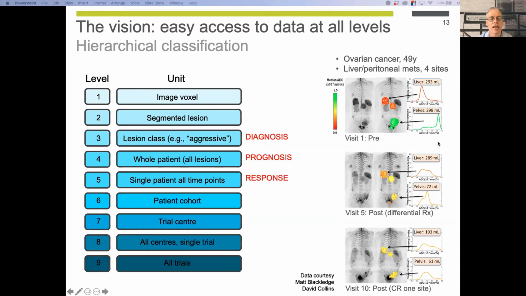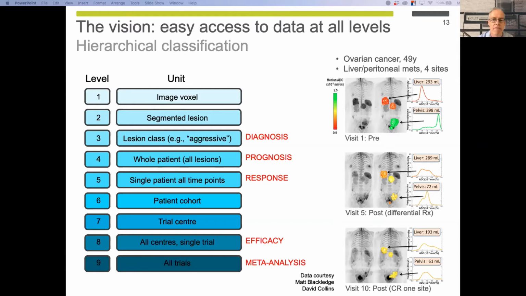So those metastases evolve over time, those lesions evolve, and you can see that the diffusion coefficients here rise and the diffusion coefficients in the green ones go down. And following all these things is something that we can do very easily when we have all the data in one place.